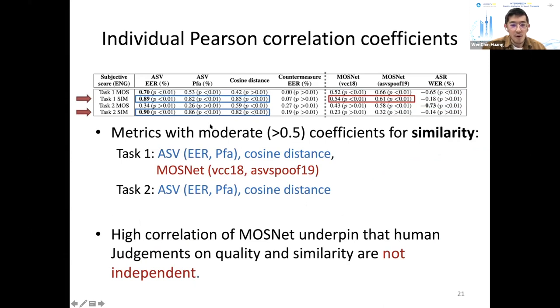Of course, the ASV scores and the cosine distance are pretty related to the similarity. But here, the MOSNET scores are correlated to the similarity for task one also. So this, again, proves that the judgments on quality and similarity are not independent.